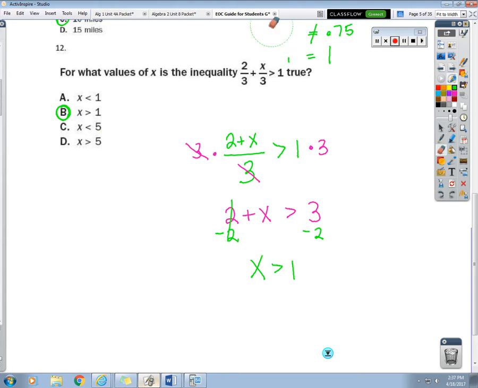Okay, even if you have a hard time doing what we just did, you can still plug in choices. However, it's a little different because choice A says x is less than 1. Well, what is the first whole number less than 1? 0. So if you plug in 0 right here, what's 2/3 plus 0 over 3? Still 2/3. Is 2/3 greater than 1? No, so it doesn't work. But if you plug in choice B, a number greater than 1, so like 2, is 2/3 plus 2/3 greater than 1? Yes, because 0.67 plus 0.67 would be above 1, right? So that's another way of doing it. Okay, next page.